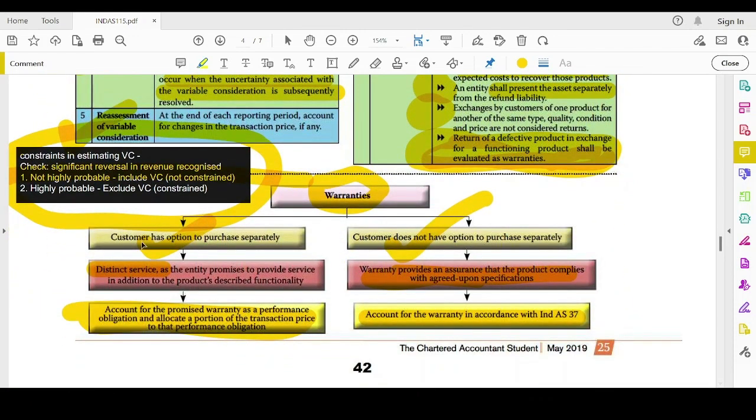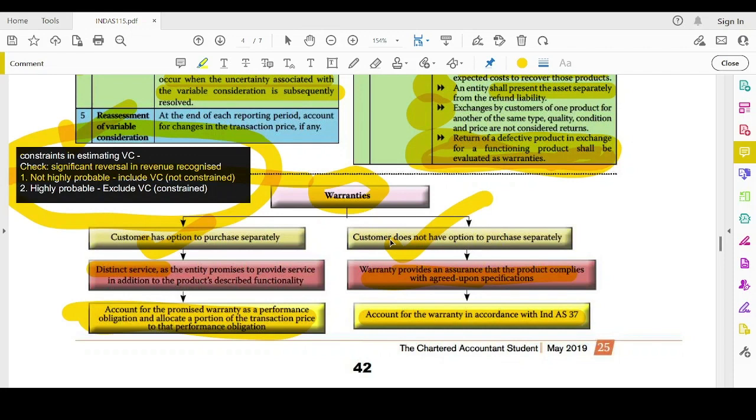Warranty, if the customer has an option to purchase it separately. In the case of an AC, we have an option to purchase the warranty separately, right? So it is a distinct service. So we have to make it a separate performance obligation. In the case of an AC, the warranty can also be provided by an outside person. Therefore, it is a distinct service and it has to be accounted for as a separate performance obligation, and that part of the transaction price has to be allocated based on the standalone selling price.